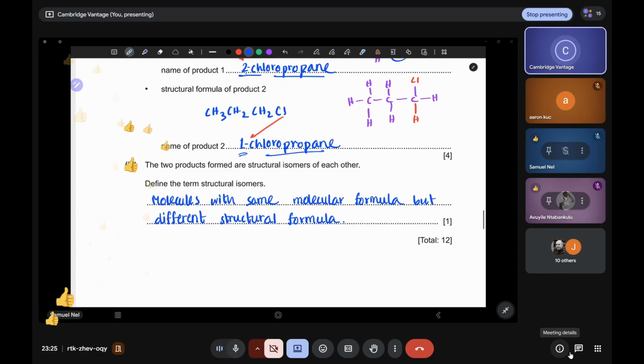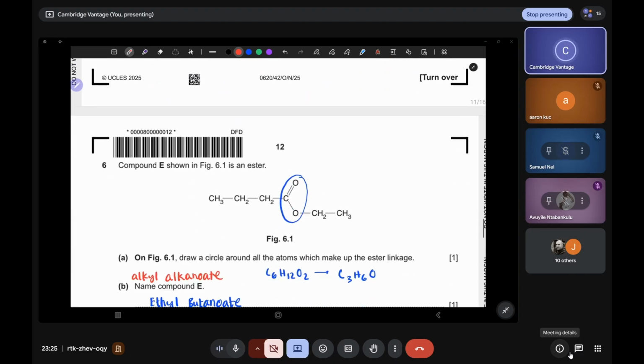And then you are asked to write another definition. Define the term structural isomer. So what will you write down? Molecules with the same molecular formula but different structural formula. Make sure to get this right. Whenever you have definitions in the exam, please never lose marks in definitions. Definitions are like getting free marks because you essentially know the question beforehand. All you have to do is just recall from your previous knowledge.